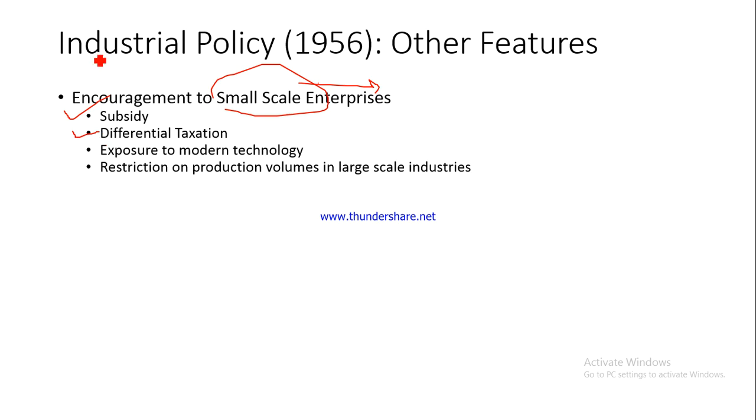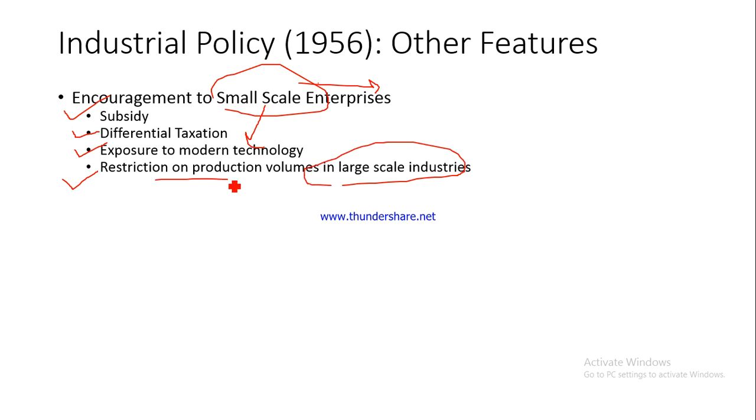And the government also said that they would actively try to expose these small scale enterprises to modern technology. I hope you recall that the small scale enterprises are not able to corner a big chunk of the market. Why? Because many a times their products are qualitatively inferior to the items produced by large scale industries. So they are not able to satisfy the customer and they lose market share. So just to prevent that, it was said that the small scale enterprises would also be exposed to modern technology.